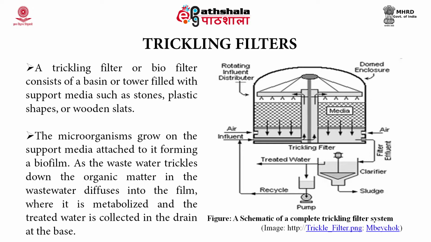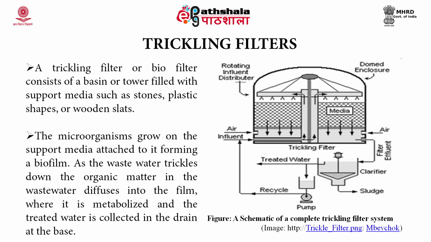The second kind of secondary treatment process involves use of trickling filters. A trickling filter, also called a biofilter, consists of a basin or a tower which is filled with the support media. This support media could be limestone chips, could be specially fabricated plastic media, it could be stones, it could be wood shavings, or it could be the carbonaceous carbon. Such media must have the large surface area.